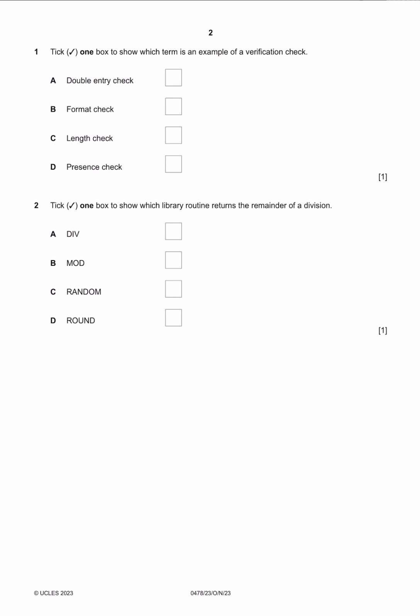So the only one here that verifies that the data is correct, it matches the original data, is A, the double entry check. So I'll just tick that here. And we move on. Question 2.